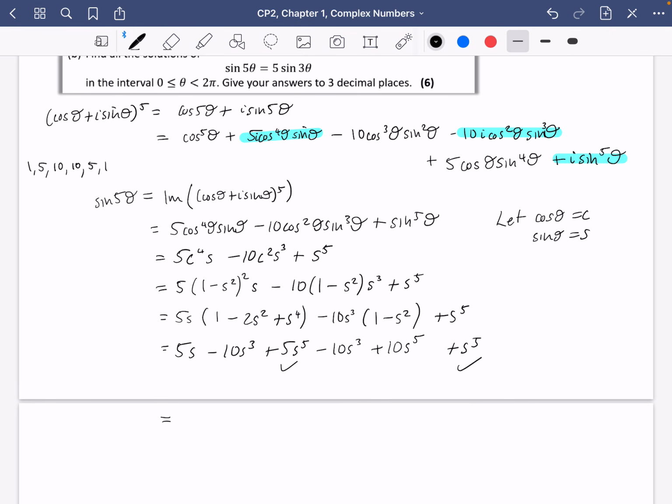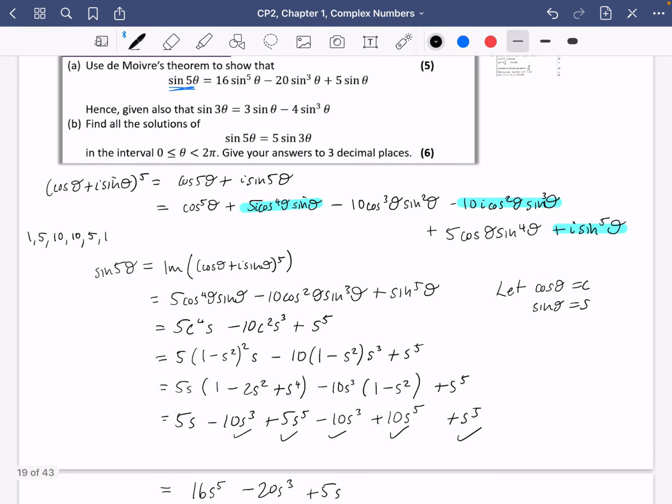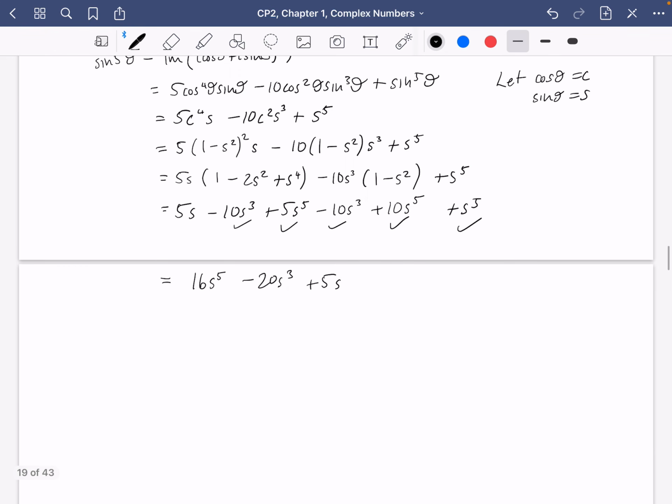So for the power of 5s, we've got these, which is 5, 10, and 1, which is 16 sine to the power of 5. We've then got minus 20 sine cubed plus 5s. Yes, that is exactly what we wanted here, so I better just write that out as well. So that is 16 sine to the power of 5 theta minus 20 sine cubed theta plus 5 sine theta. A lot of work.